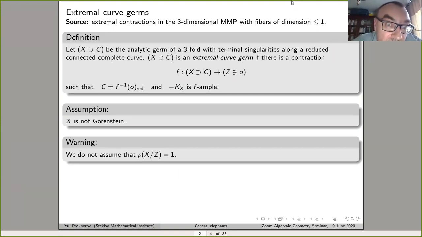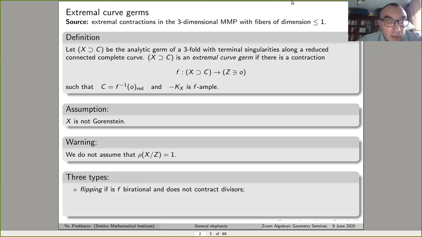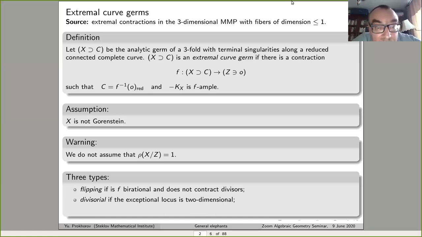since once we change from the algebraic to the analytic category, this property is not preserved. This is a definition. We have three types in dimension three. First is traditionally called flipping contractions. Here f is birational and doesn't contract any divisor. In this case, C is exactly the fiber. As a divisorial, in this case, the exceptional locus is two-dimensional. Finally, it's a Q-conic bundle. This is a case where the base is a surface.